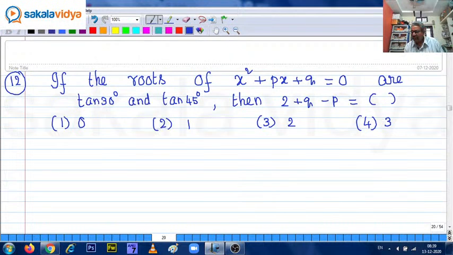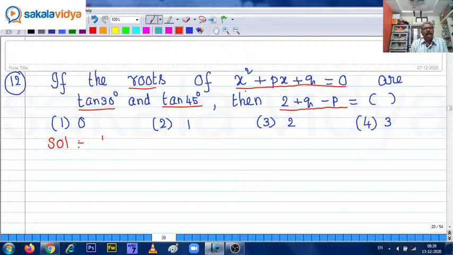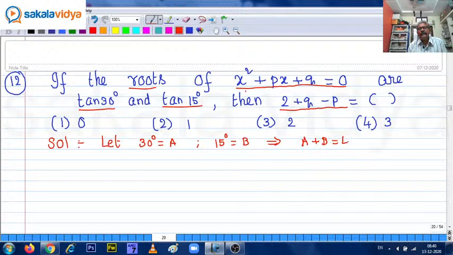So shall we try this question? The roots of x square plus px plus q is equal to 0 are tan 30 degrees and tan 45 degrees. Then 2 plus q minus p is equal to how much you need to find out. See, first of all, write down the solution. Let 30 degrees is equal to A and 45 degrees is equal to B. Sorry, this is 15 degrees. So A plus B equals 30 plus 15 degrees is equal to 45 degrees.